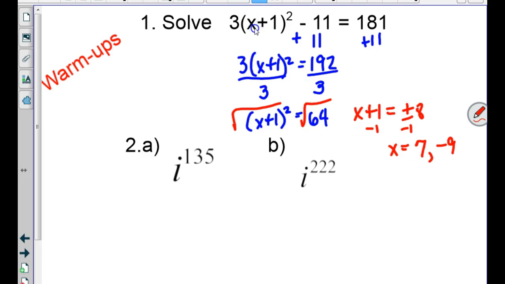We could plug them back in here to check. 7 plus 1 is 8. 64 times 3 is 192, minus 11 is 181, etc. Okay? All right. Powers of i.